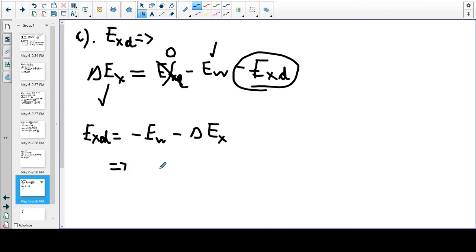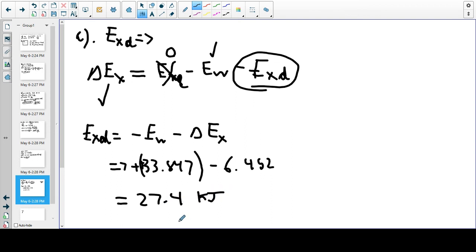So if we insert our values there, we get our exergy of work, which is negative 33.847. But remember, this is also already negative because of what we did earlier. So these two obviously cancel out to make a positive. And then it's minus the change in exergy, which is 6.452. And if you do that, you end up getting something around 27.4 kilojoules.